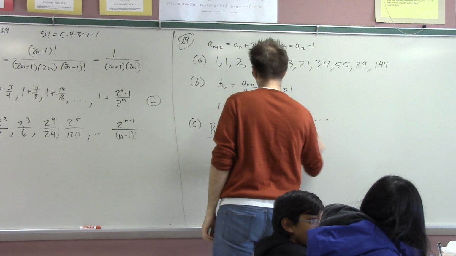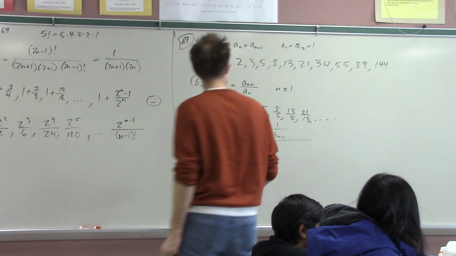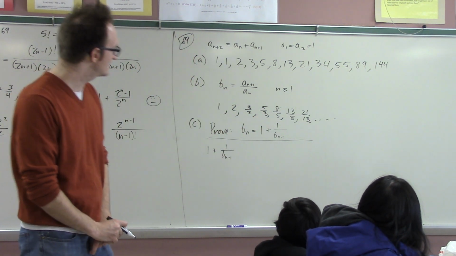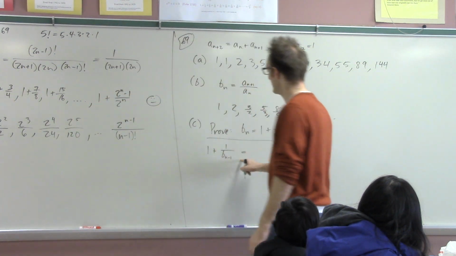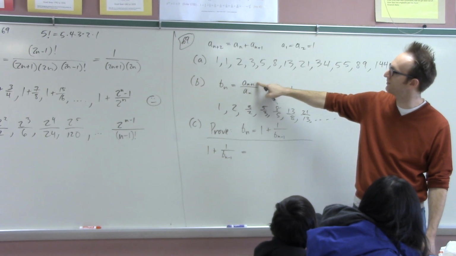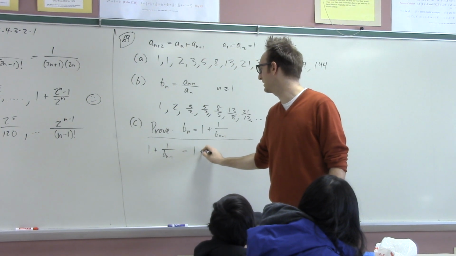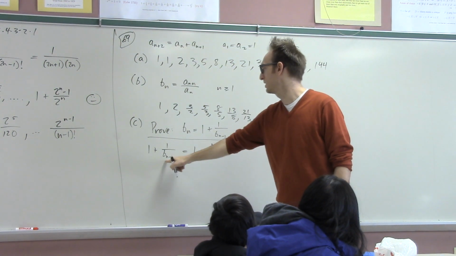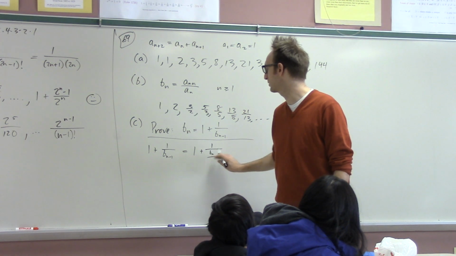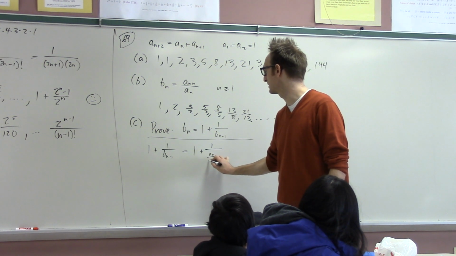Okay, so he begins his proof with the expression 1 plus 1 over b sub n minus 1, and he's going to attempt to show that this is b sub n. Cool? Okay, what is b sub n minus 1? Well, by the definition of the b sequence, b sub n is the ratio between the next term in the Fibonacci sequence and this one. So b sub n minus 1 would be a sub n over a sub n minus 1. I think I did that right.